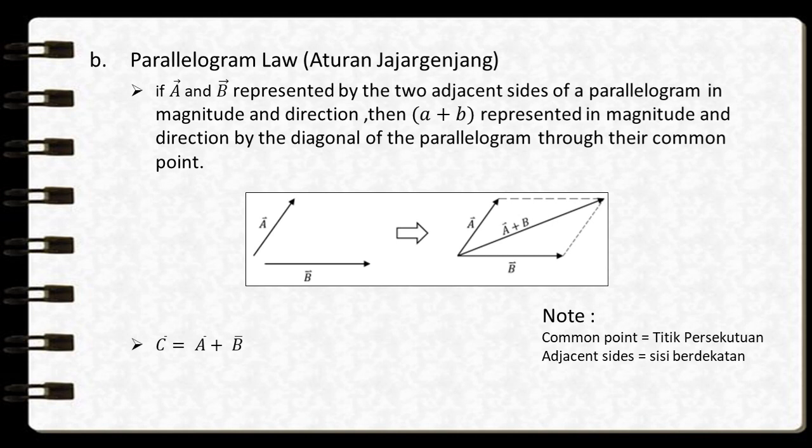In the picture, if we want to add vector A and vector B, we have to position both of them so that the initial point of vector A coincides with the initial point of vector B, the common point of A and B, and the vector C is vector A plus vector B.